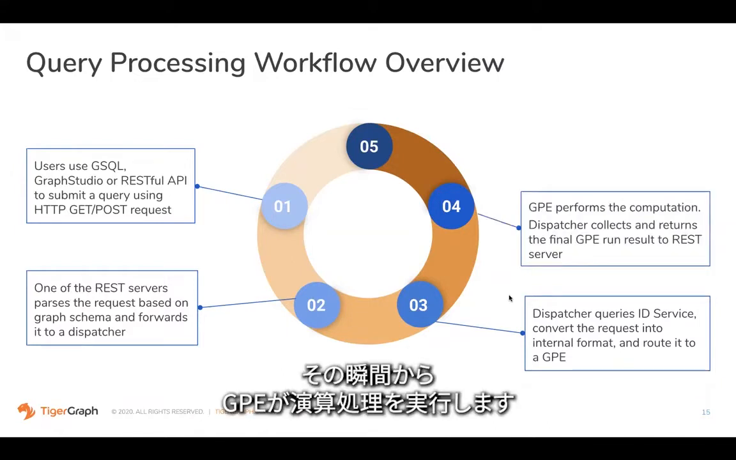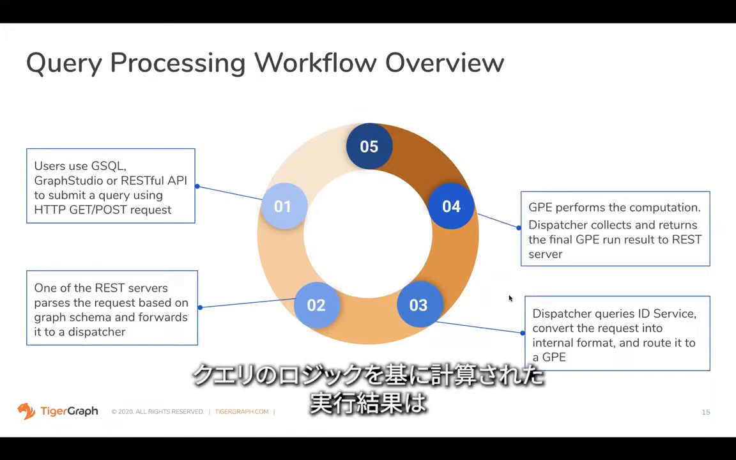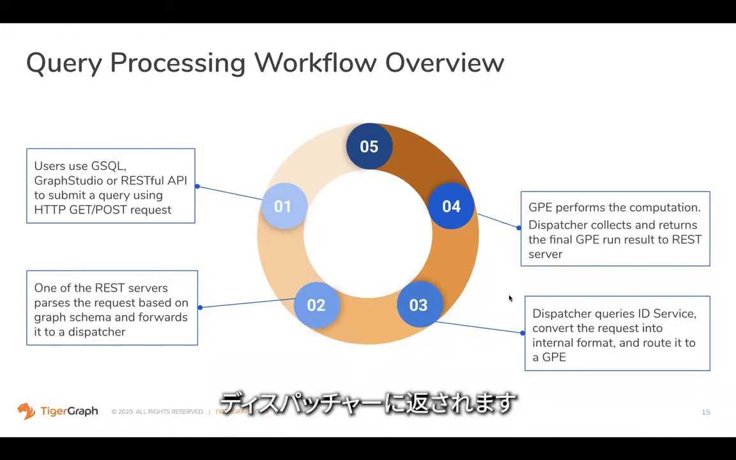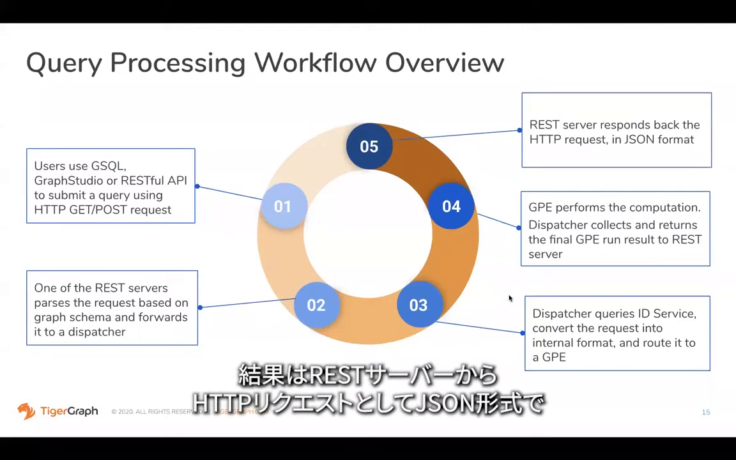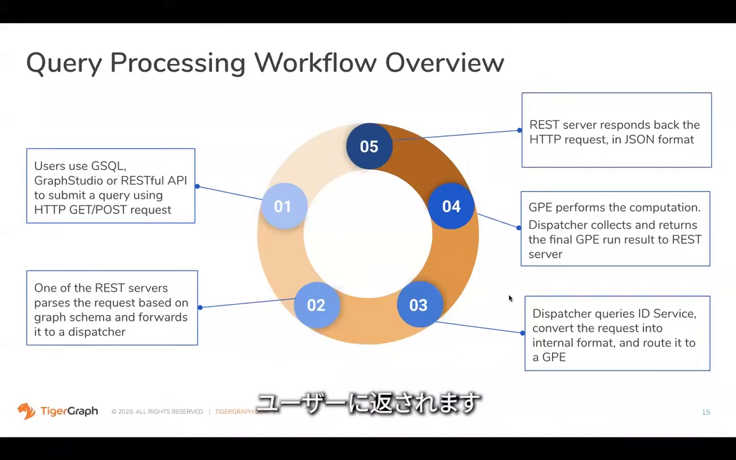And from that point onwards, the GPE performs the computation based on the user logic of what the query is, and then returns back to the dispatcher the run result. And this is again sent back to the REST server. From the REST server, obviously the result is sent back as an HTTP response in JSON format back to the user. Fairly high level overview of what the workflow would look like.